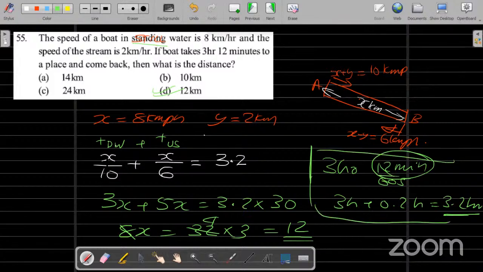X by 10, x is in kilometers and 10 kilometers per hour, so this is in hours. This also, x by 6, is in hours. So total time also must be in hours. We cannot have different units for time. For solving any question, the unit conversion is very important.